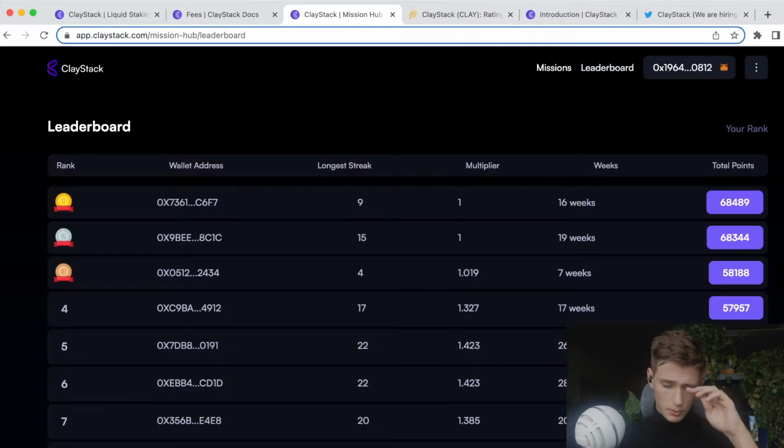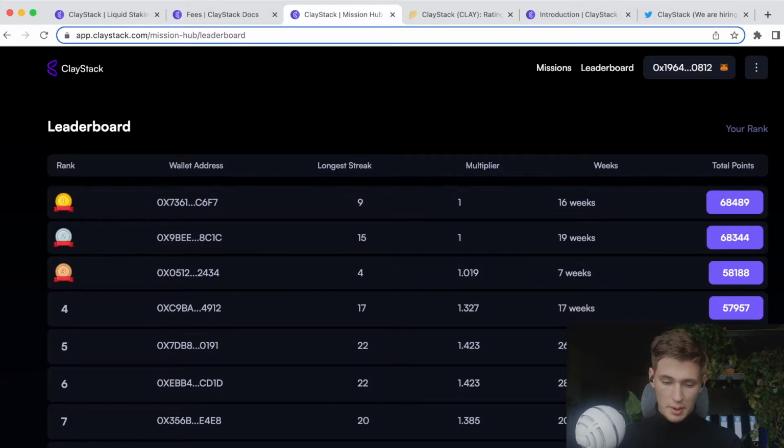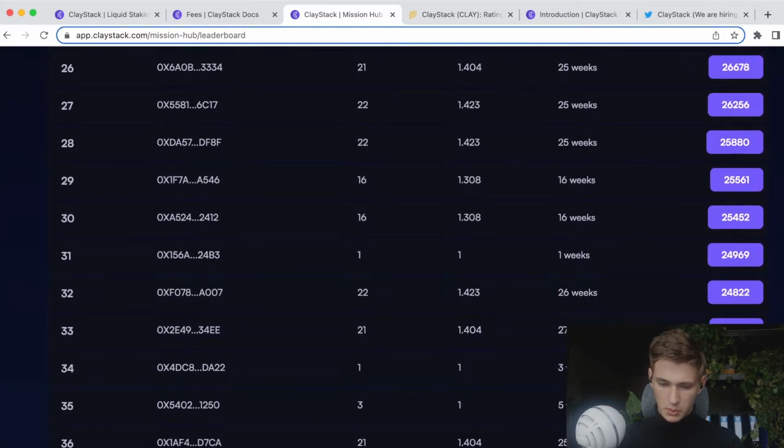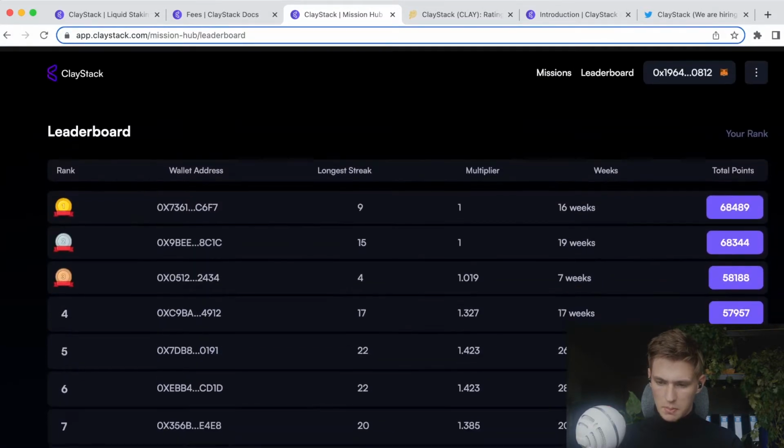You also have a leaderboard. Here you can see the wallet and the longest streak, the multiplier, and the weeks of the staking. And then over here, the total points. So we have place number 1, place number 2, and place number 3. Very cool to see. And we can see that there's not a lot of people on here. But, well, actually, maybe there are 50. Right, they made a top 50 leaderboard.